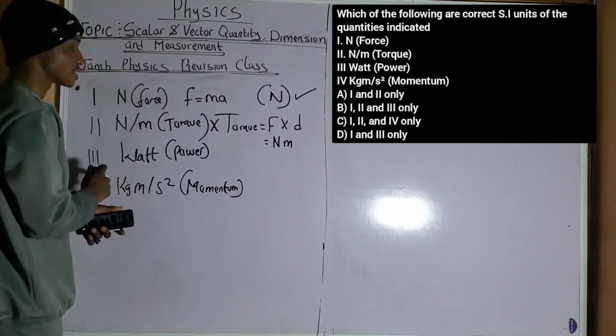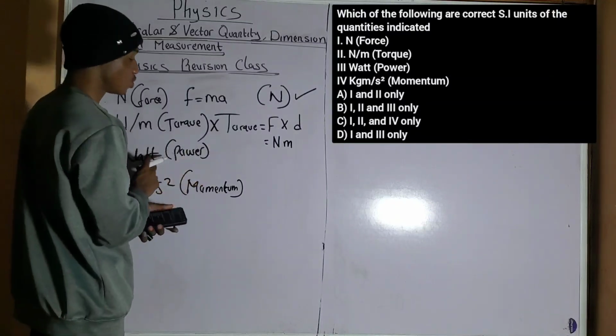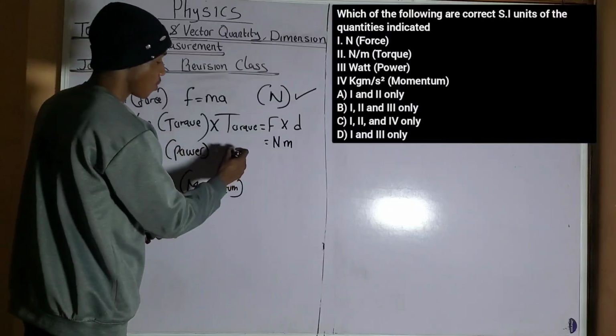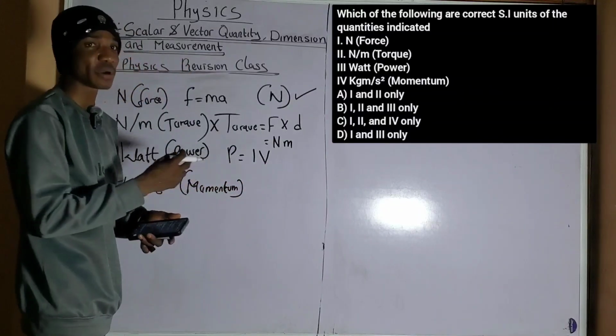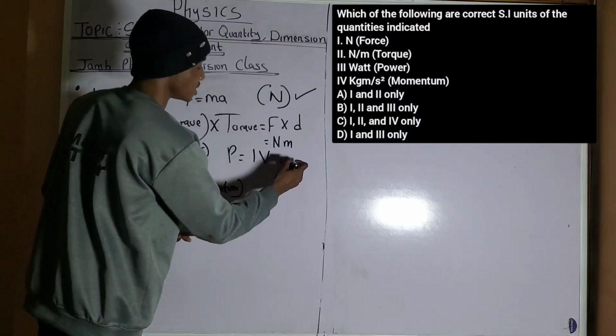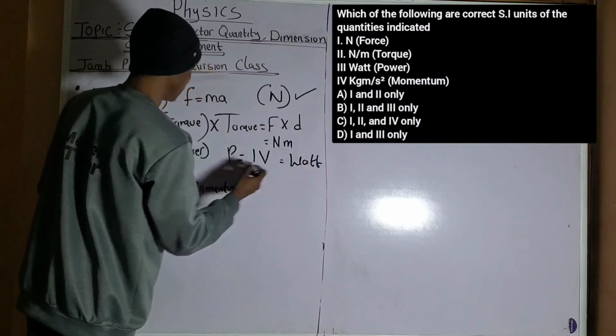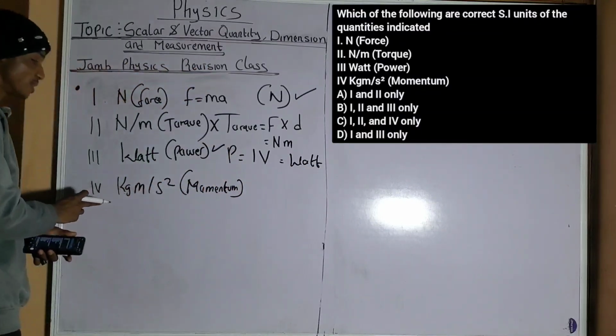Now let us examine watts. We know that the unit of power is what? You know, power is equal to I V, which is what? Ampere multiplied by volt. Do you understand? And the unit is what? It is watt. So this is correct. Are you getting it?